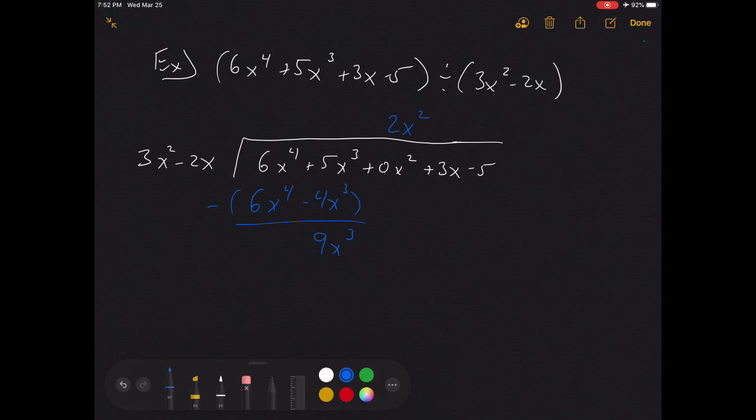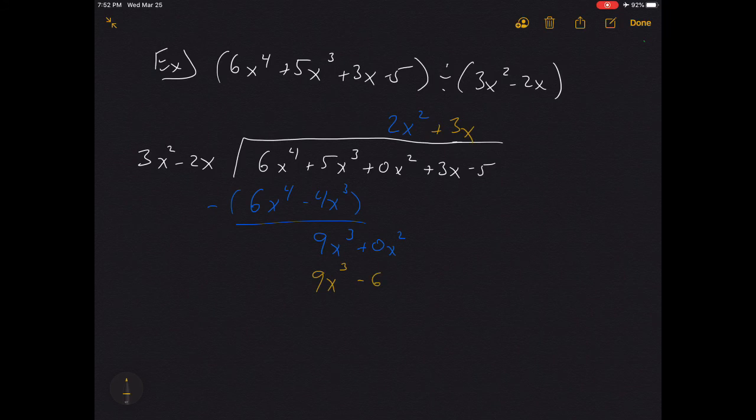Okay, and then we're going to bring down the 0x squared, and then we're going to start the process over again. So what do I multiply times 3x squared to get 9x cubed? Well, that'll be 3x. So now I'll multiply the 3x times everything on the outside, which is going to be 3x times 3x squared, that's 9x cubed. 3x times minus 2x is minus 6x squared. Put your parentheses and subtract. 9x cubed minus 9x cubed is 0. I have 0x squared minus, which now becomes plus 6x squared, so that gives me 6x squared.